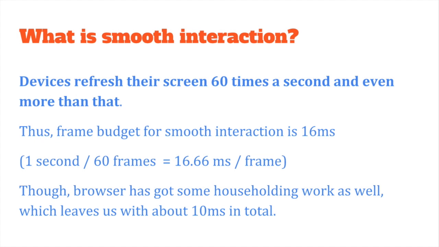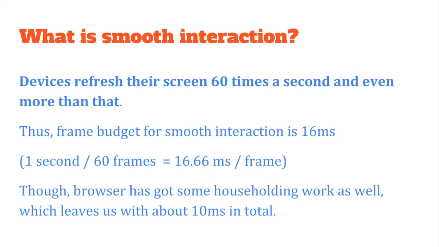Devices refresh their screen at 60 frames per second, and that is how they say they are able to display at 60 FPS, or even more, like 120 FPS. So there are 120 frames per second played on a screen. The frame budget we get to perform our operation is 16 milliseconds. How we did this calculation is that in 1 second, you have to display 60 frames. You do a simple division, and what you get is 16 milliseconds.